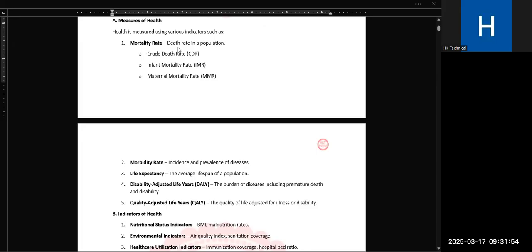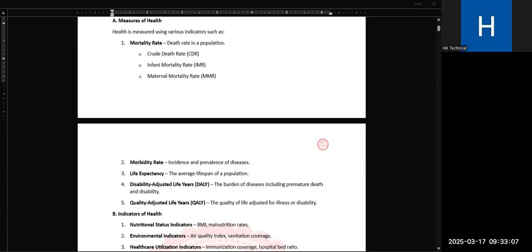So mortality rate is the death rate in the population, right? Crude death rate is deaths occurring by various causes. It is usually measured as deaths per thousand people. Infant mortality rate is obviously for infants. Maternal is for maternal mortality, right? So next is our morbidity rate, the incidence and prevalence of diseases.